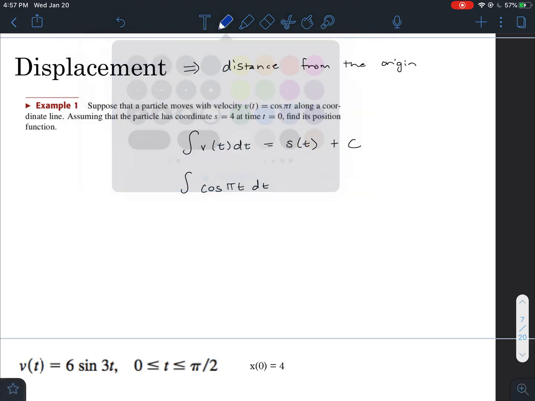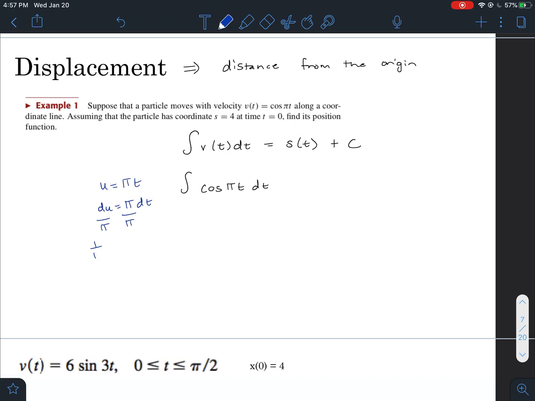This is going to be a u substitution problem. So u is going to be pi t. And so du, the derivative of pi t, is going to be pi dt. And then get rid of the pi, so divide both sides by pi. So 1 over pi du is going to equal dt. So I'm going to replace that pi t with u, and I'm going to replace that dt with 1 over pi du. I'm going to pull the 1 over pi to the outside, and then I get cosine u du.